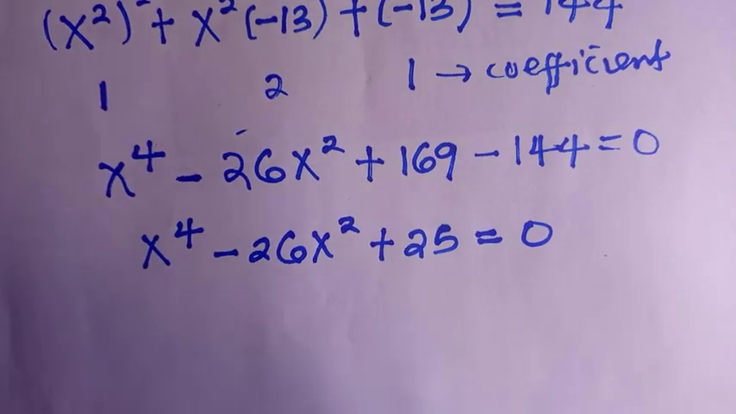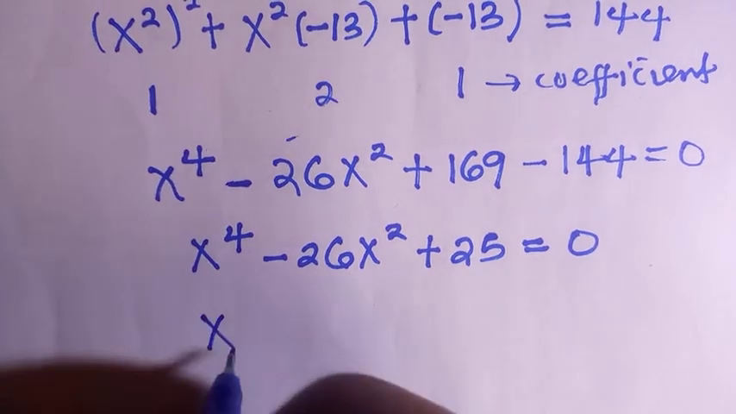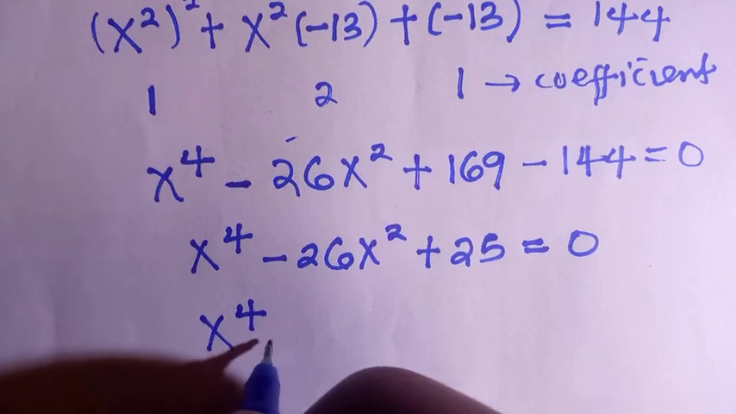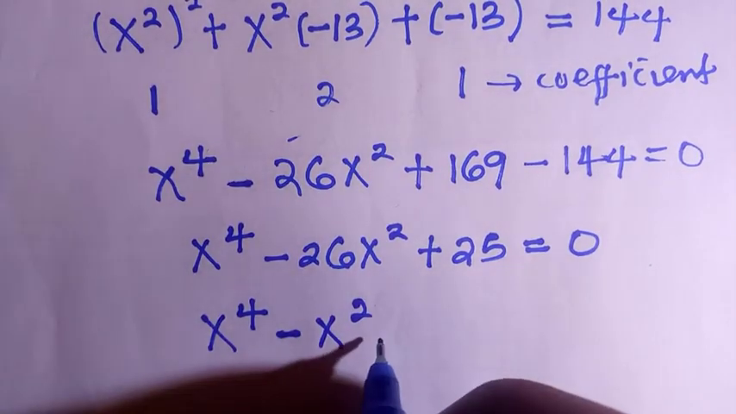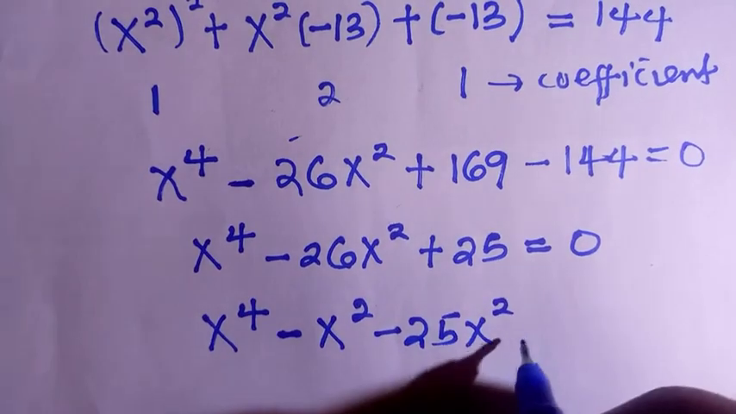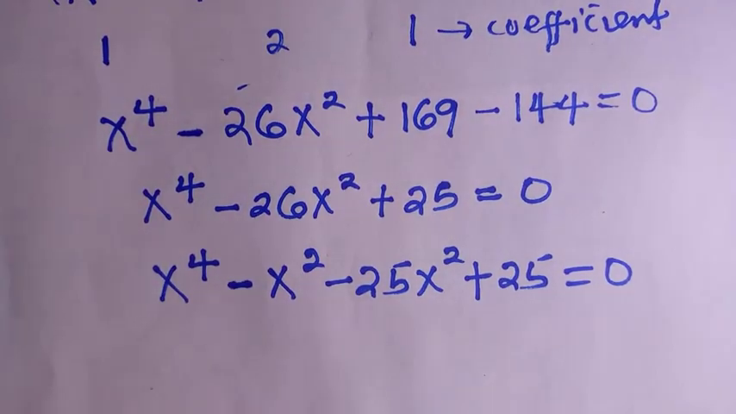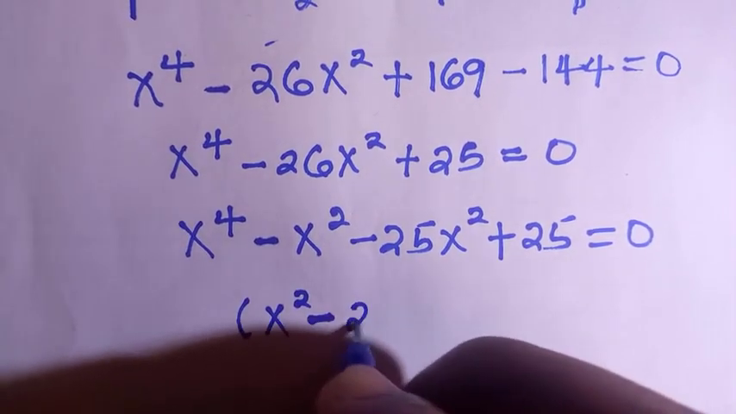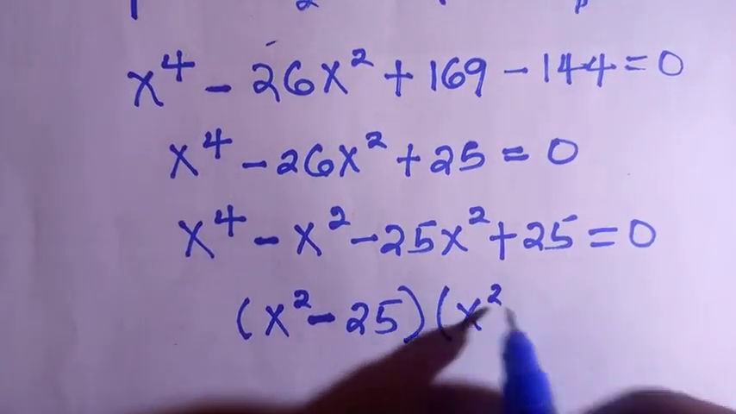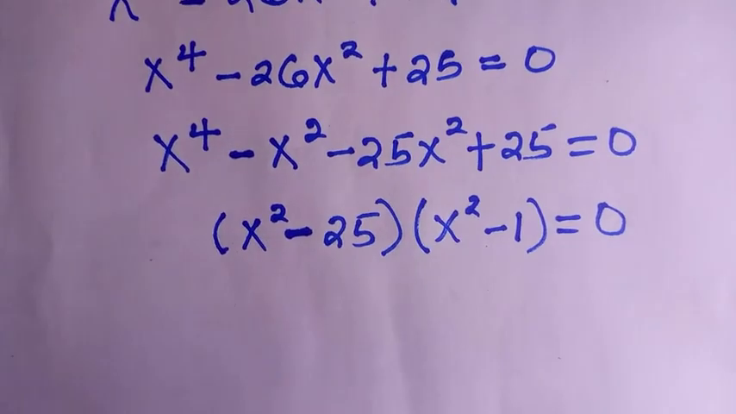And the best way to do this is, this negative 26 can be split into minus 1 and minus 25. Then we have x^4 minus x^2 minus 25x^2 plus 25, and everything here equals 0. So after the partial factorization of this, we are going to have the result as (x^2 - 25)(x^2 - 1) equal to 0. So you should pause this video and try to expand this. You are going to get what we have above.